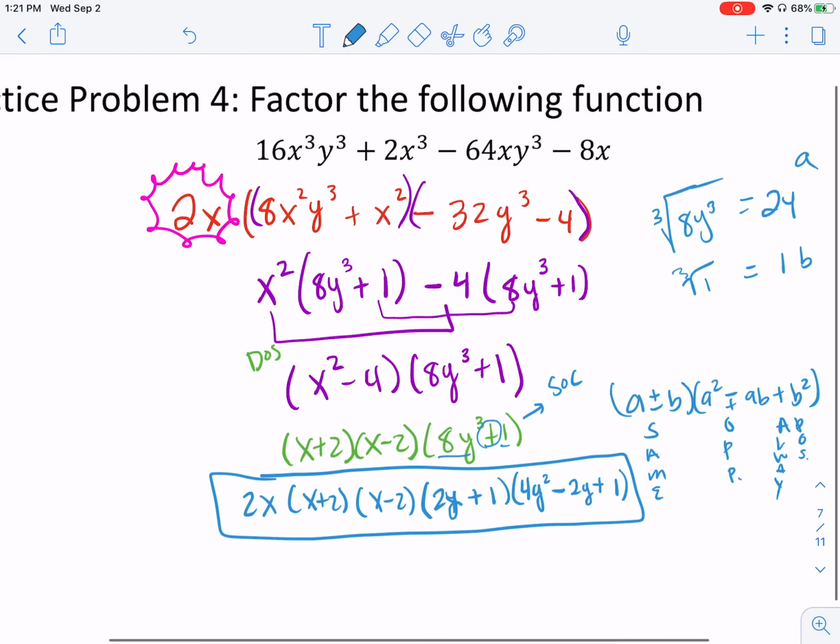So it looked really scary to start with. And it did have a difference of squares. It had factor by grouping, it had greatest common factor, and it had a sum of cubes. So really it had just about every part that it could have. So that is a good review on all types of factoring.